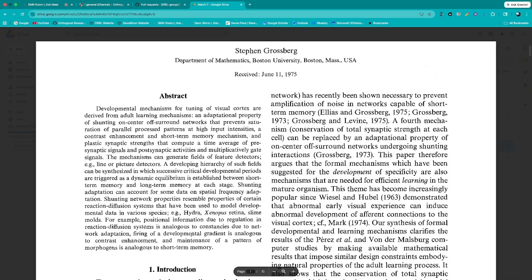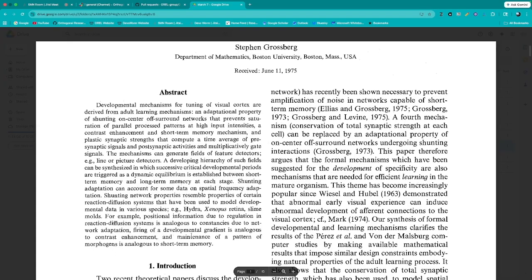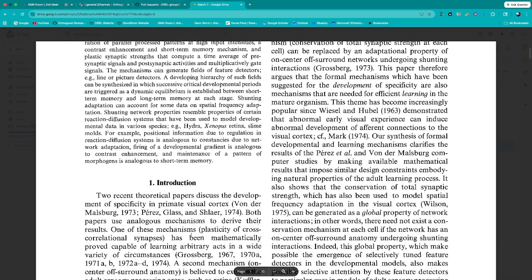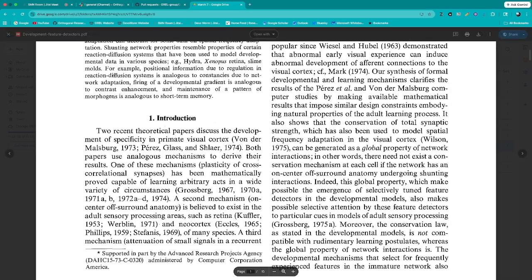And then there's positional information, which is where cells know where they need to be on an anatomical axis in embryogenesis, when an embryo is forming. This also shows up in reaction diffusion systems, and is analogous to these network adaptation mechanisms. So very interesting stuff, and he cites a lot of this early computational neuroscience literature.